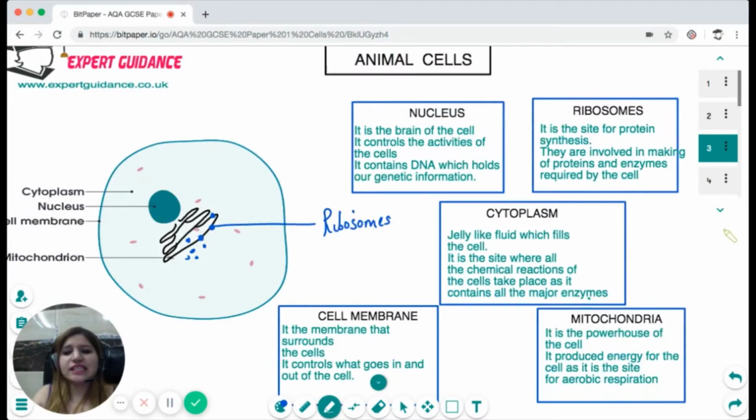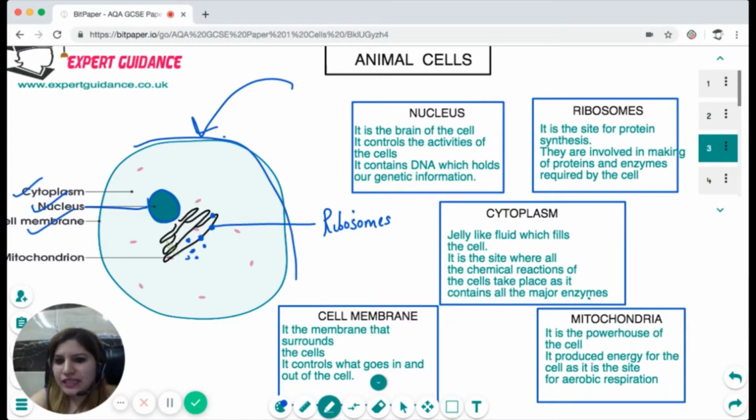Next, let us look in detail at the structure of an animal cell. The diagram here shows you the animal cell, and you can see there's a round, big nucleus. The jelly-like fluid that fills the cell is the cytoplasm. The outer layer that surrounds the cell is the cell membrane. Then on these structures, and freely, you have ribosomes. And then you have these pink structures called the mitochondria. Now, you should know these names and the functions of each, as these are found both in plant and animal cells.